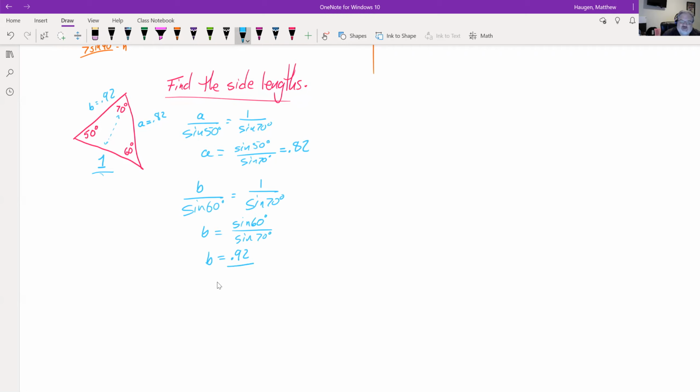So again, whatever side length somebody assigns to the side opposite the 70, that's 82% of it, that's 92% of it. So when we have our side lengths are 1, 0.82 and 0.92, those are in scale to each other as opposed to being specific set values. Jasmine, does that make sense?